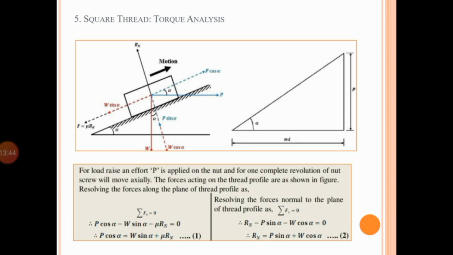Equation number 1: P cos alpha is equal to W sin alpha plus mu Rn. Whereas on the right-hand side, equation number 2: normal reaction is equal to P sin alpha plus W cos alpha.